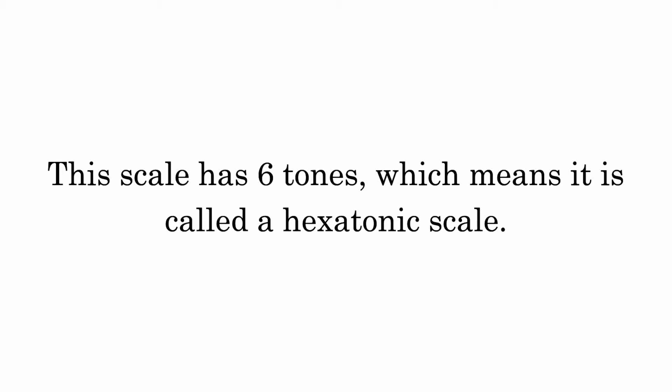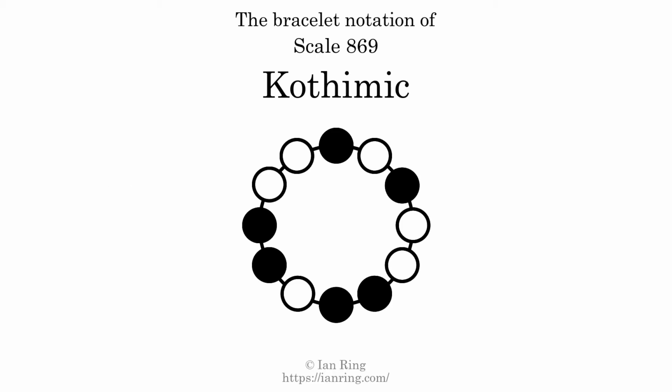This scale has 6 tones, which means it is called a hexatonic scale. This is a bracelet notation diagram of scale 869. The shaded circles represent tones that appear in the scale, and they are read clockwise, starting at the top.